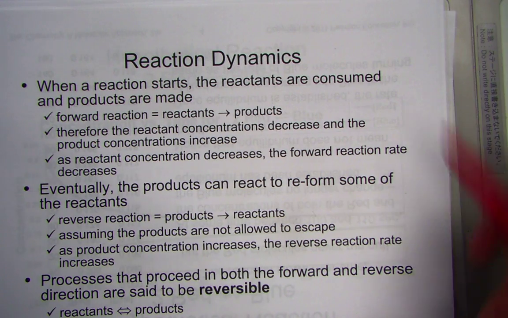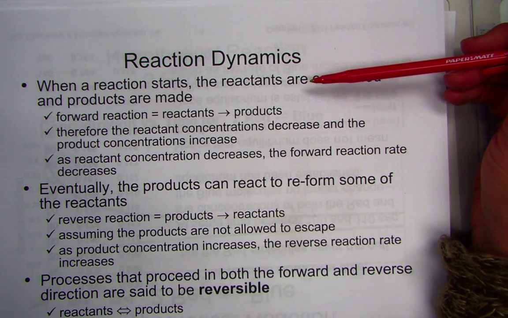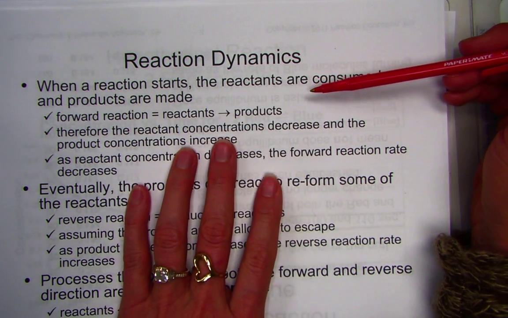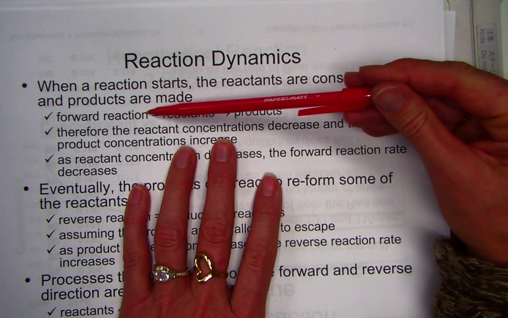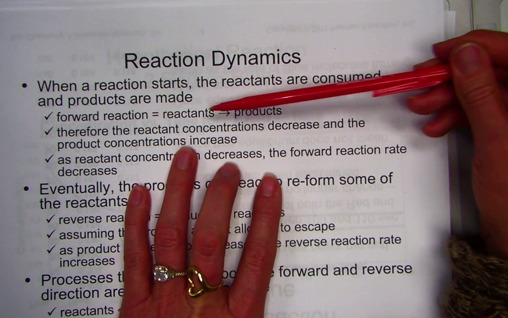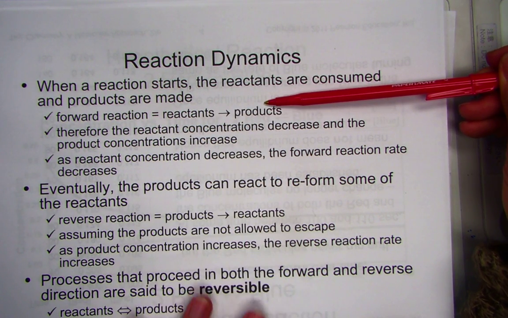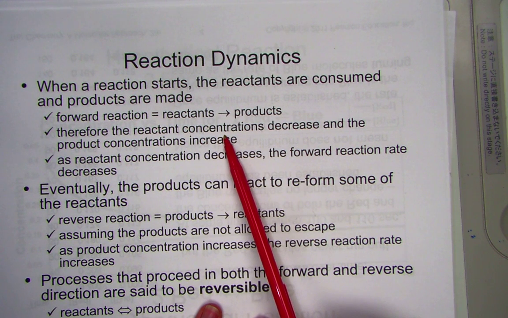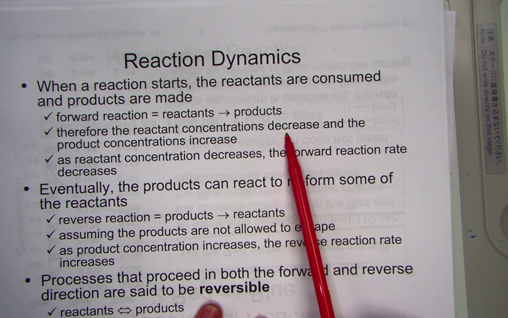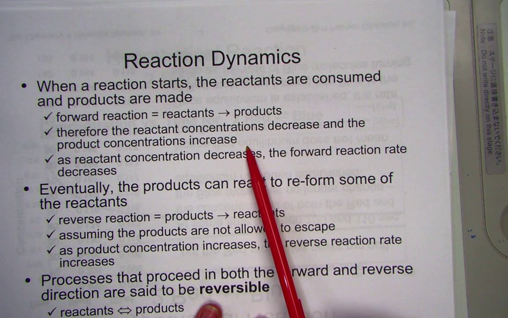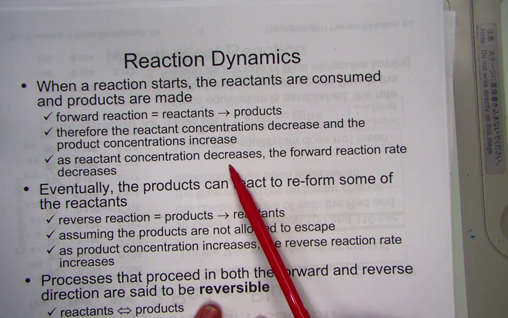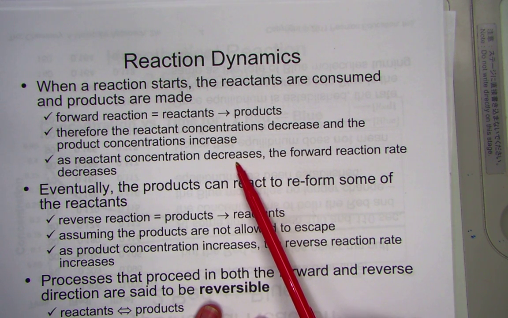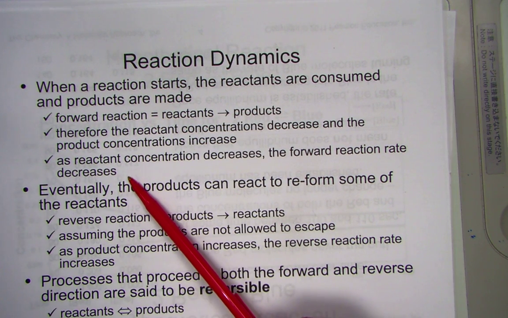When a reaction starts, the reactants are consumed and products are made. So at the very initial moment in time, the only direction would be the forward direction as reactants create products. Therefore, the reactant concentration decreases and the product concentrations will begin to increase. Reactants get used and products get made. As the reactant concentration begins to decrease, the forward reaction rate will eventually slow down as well.